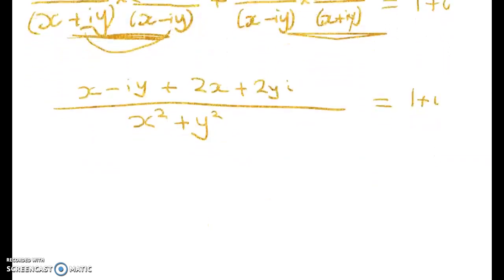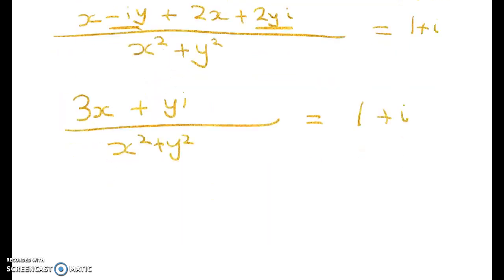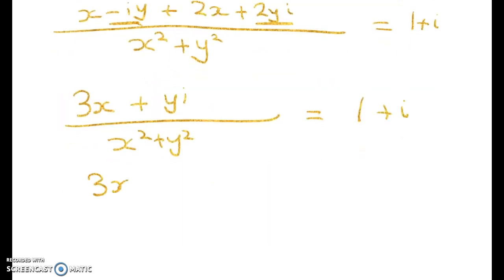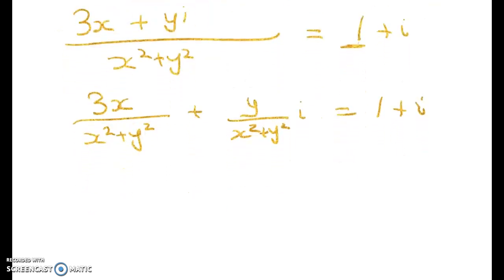Our goal is to figure out the values of x and y. So here we've got 3x plus, so I've got minus iy here, and plus 2iy. So it's going to be plus yi over x squared plus y squared is equal to 1 plus i. Now I can cross multiply at this point, which is what I did, which was just a bit stupid and made more work. So when you look at it slowly, you see that here you've got your real bit. Over here you've got 3x over x squared plus y squared plus y over x squared plus y squared i equals 1 plus i.